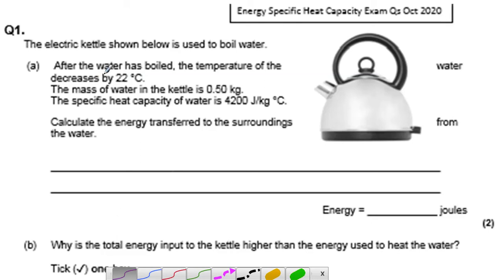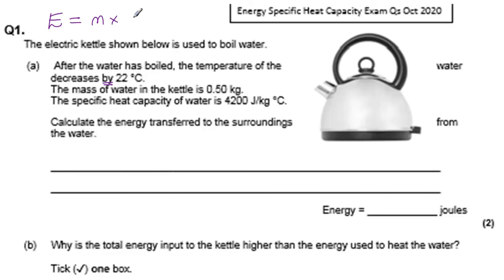And what they've said here is they've used it to heat up water, and after boiling, the temperature has dropped by 22 degrees C. So going back to our heat capacity equation, the energy transfer is the mass multiplied by the heat capacity multiplied by the temperature change, theta. So energy is mc theta. All right. So what we've got here is that its temperature dropped by 22 degrees C. The mass of the water was 0.50 kilograms, and the heat capacity was 4,200.